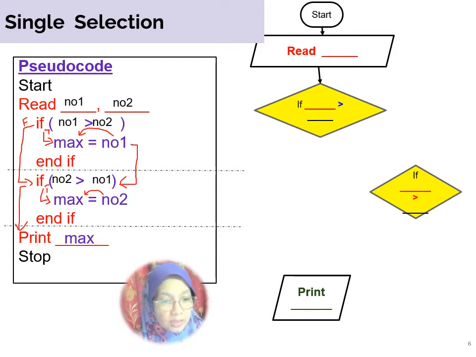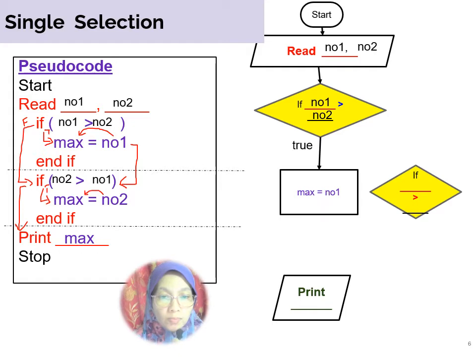Okay, if you cannot see it, observe it using this pseudocode. You can see it in the flowchart. Read number 1, number 2. Oh, I forgot to correct this statement. Number must be in small letters because the variable is actually number 1. Okay, number 1 more than number 2. True. If true, what should you do? Number 1 is stored into max when the case is true.